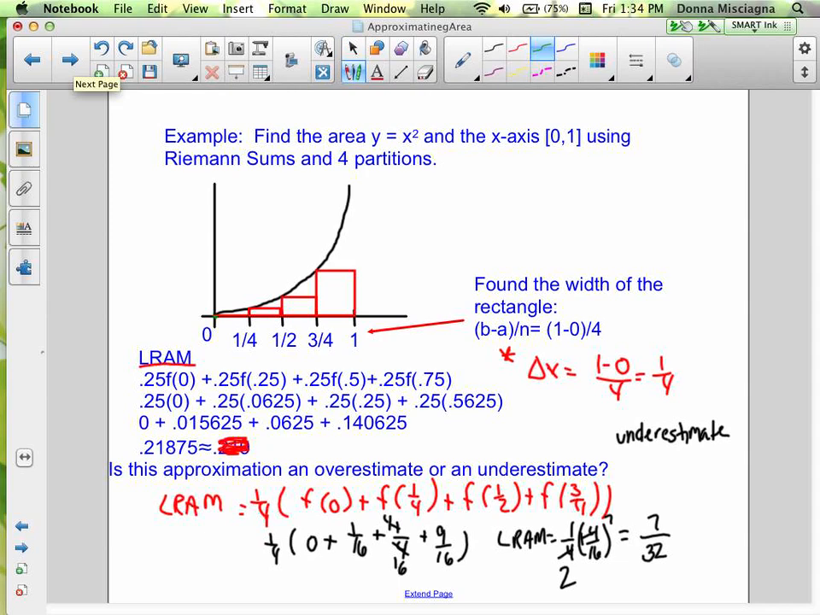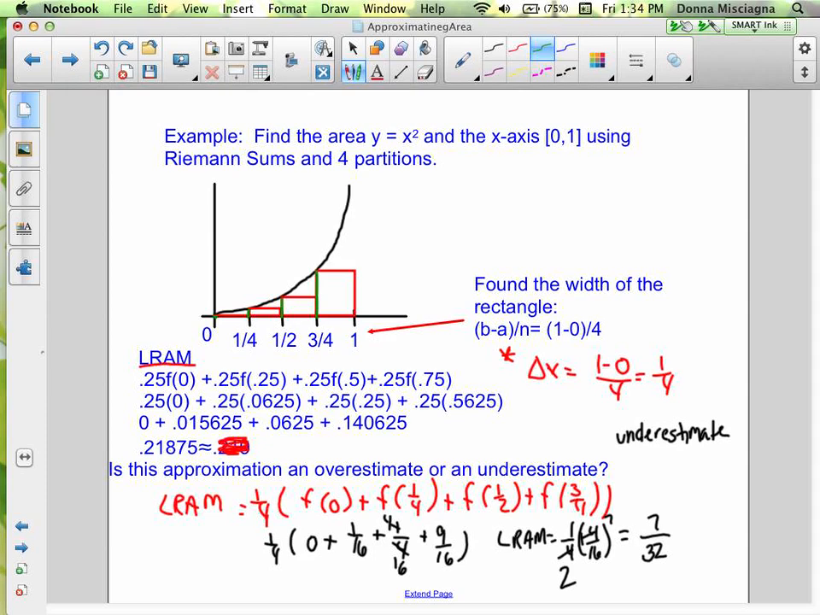Each of these is a width of 1/4. So it would be the starting value plus 1 change in x, plus 2 change in x, plus 3 change in x. Those are the values we would use. We would not use the 1, because that is for the last values for the right Riemann sum. So we use the starting value and go up by a change in x.